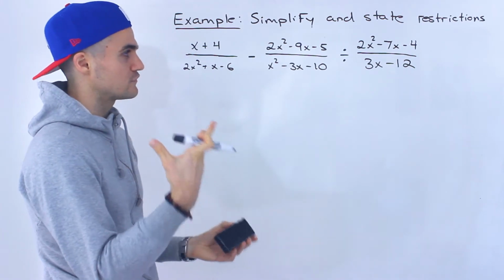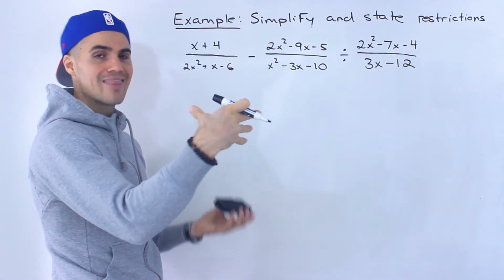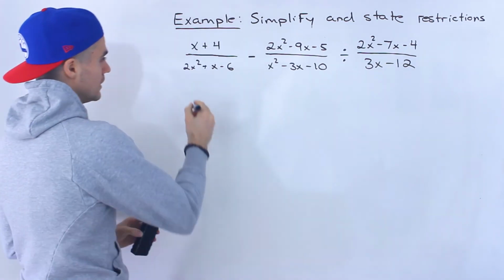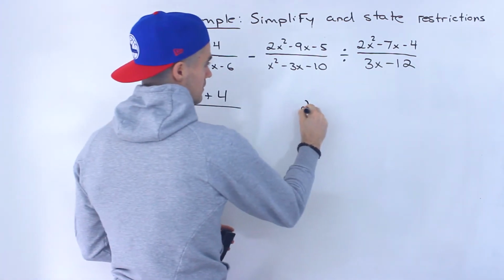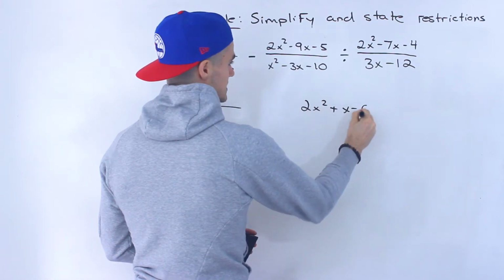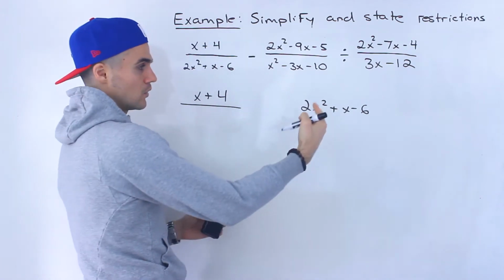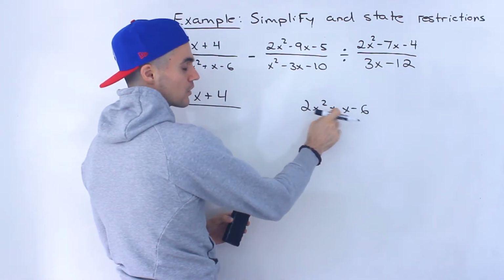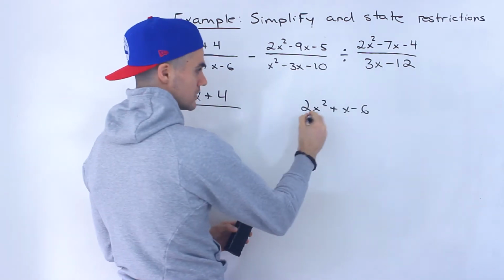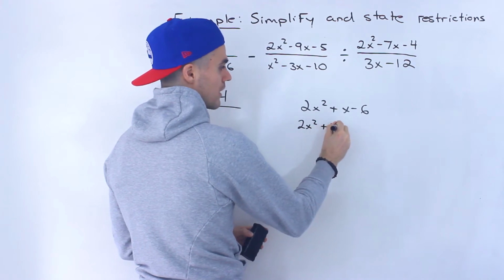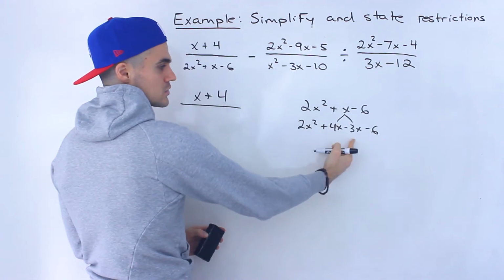So we're still going to have to factor, number one, then get the restrictions from the factors, and then simplify. Starting off with the factoring, we have this x plus 4. Now this 2x squared plus x minus 6, what's this going to factor to? Well, 2 times negative 6 gives us negative 12. What two numbers multiply to negative 12 and add up to positive 1? It's going to be positive 4 and negative 3. So this would be 2x squared plus 4x minus 3x minus 6. So we decompose that 1x into these two terms.